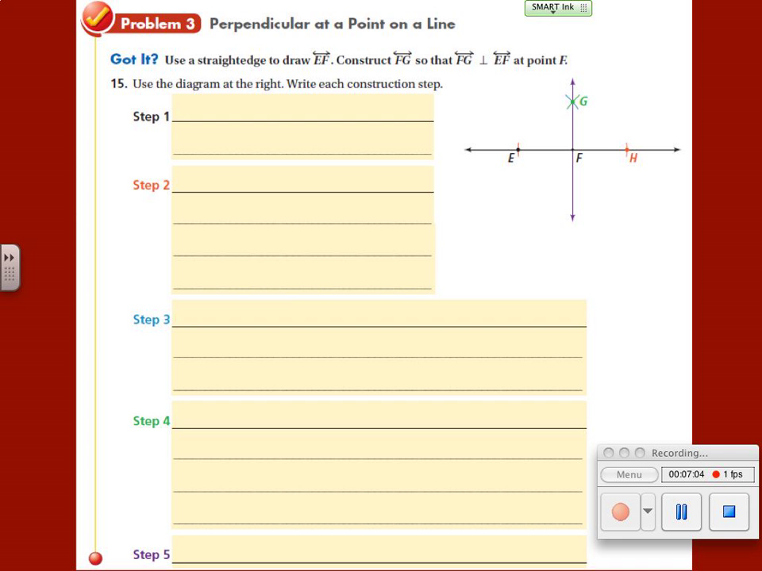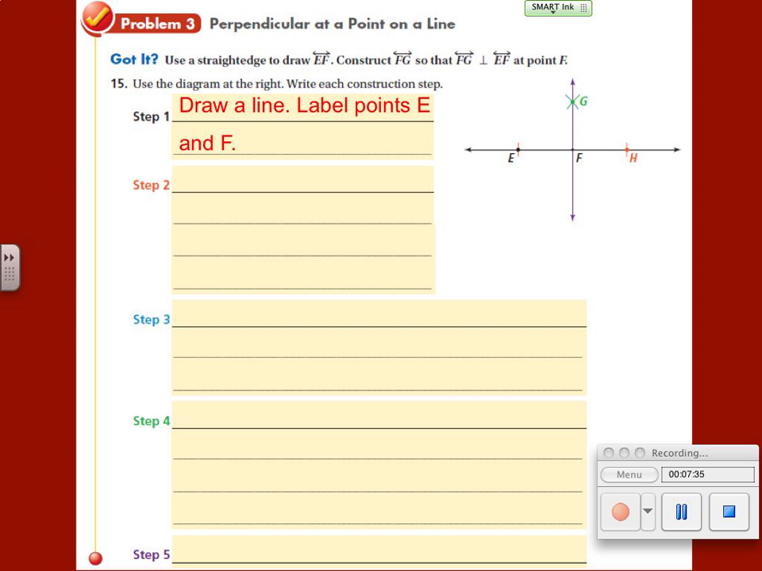All right, let's look at perpendicular lines and perpendicular at a point on a line. We're going to use a straightedge to draw EF, then construct FG so that FG is perpendicular to EF at point F. So we're looking at the diagram on the left. I know it's hard. It's harder to go from a diagram where you've already seen the construction and figure out exactly what was done. But the first thing we had to do was draw a line and label points E and F.